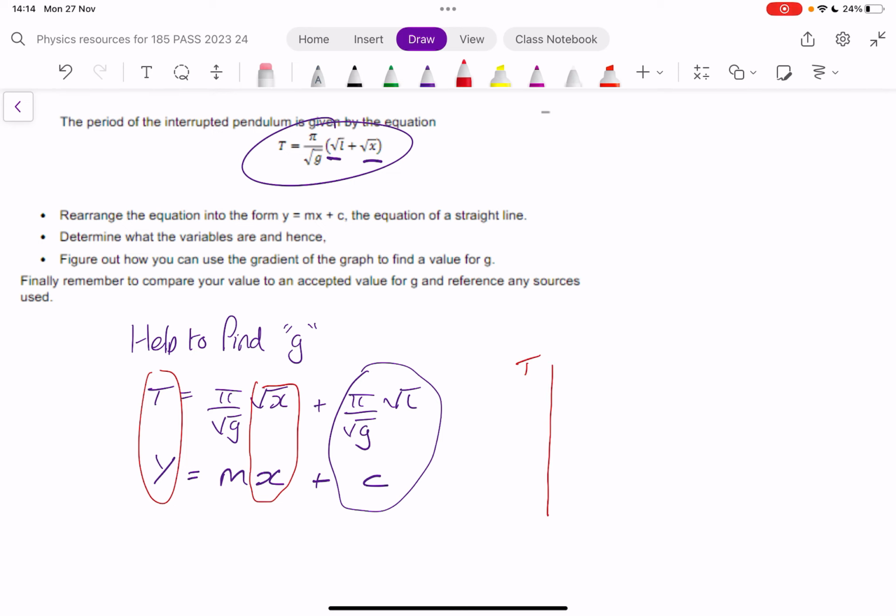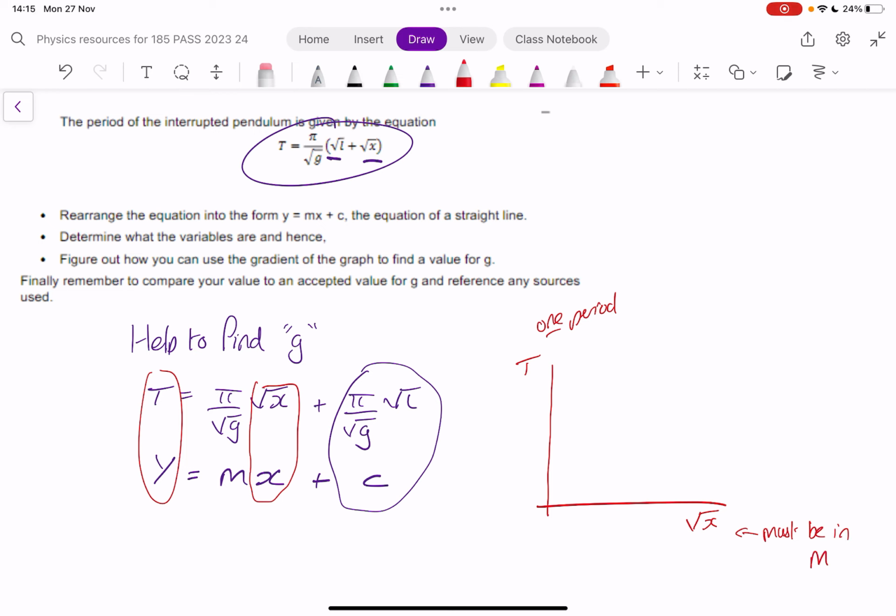So if I put t, remember this is the time for one period. Okay, if you're dealing with times where you've recorded 10, you need to divide those times by 10 to get t for one period. If you just use the time straight out, this is going to go wrong. The x-axis, handily enough, needs to be root x. And again, this is the root of the x value, but it must be in meters first.